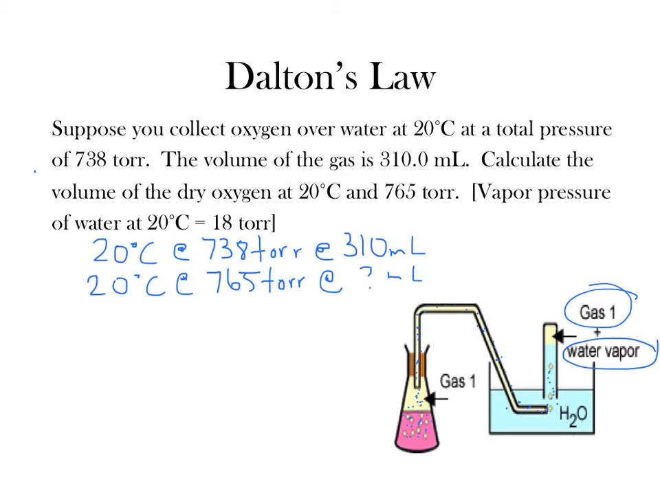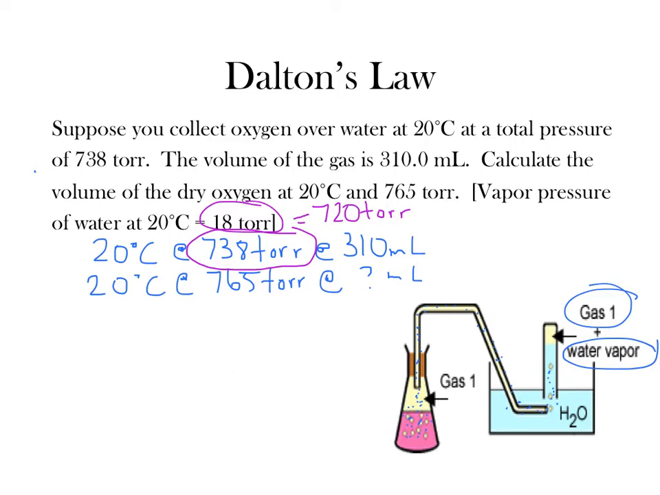So if I want to figure out the pressure of gas 1 on its own, I'll have to subtract out the pressure of the water vapor. So 738 torr is the pressure of both gas 1 and the water vapor. So if the water vapor itself is 18, 738 minus 18 is equal to 720. That means the oxygen gas has a pressure of 720 torr, the dry oxygen gas. And it's asking about the dry oxygen at 765, so I don't have to subtract that from 765.